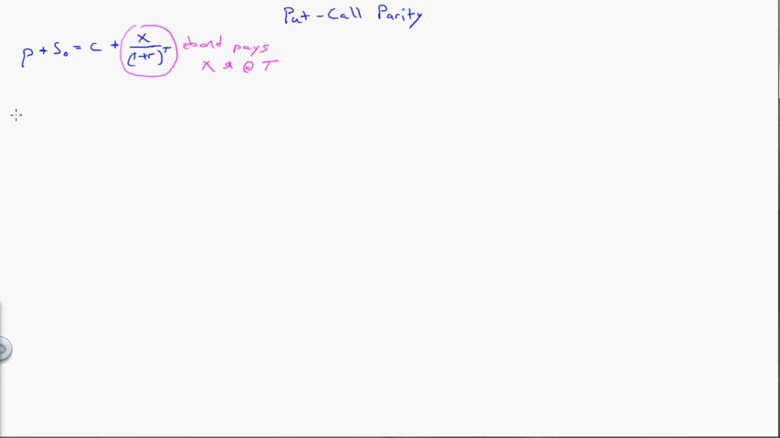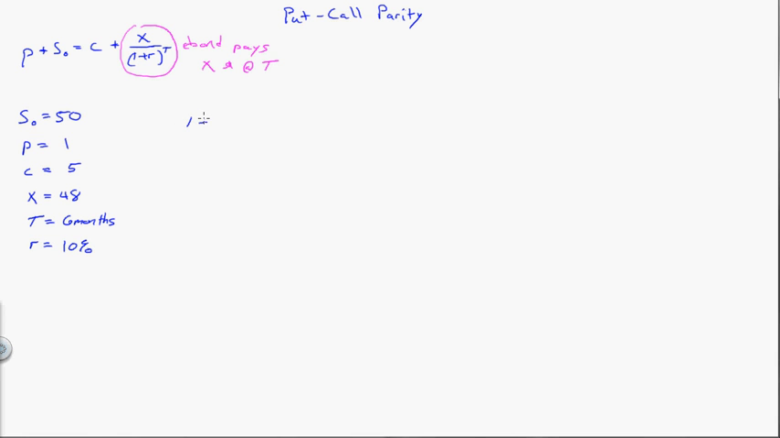So let's look at this example. Say we have a stock that costs $50. We have a put written on that stock that costs $1. A call option on that stock that costs $5. The strike price is 48. The time to maturity is 6 months. And the interest rate, risk-free rate, is 10%. So let's see if put-call parity holds.